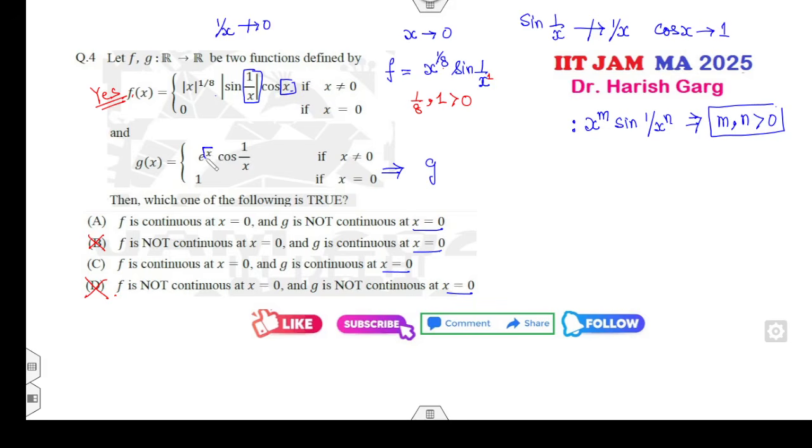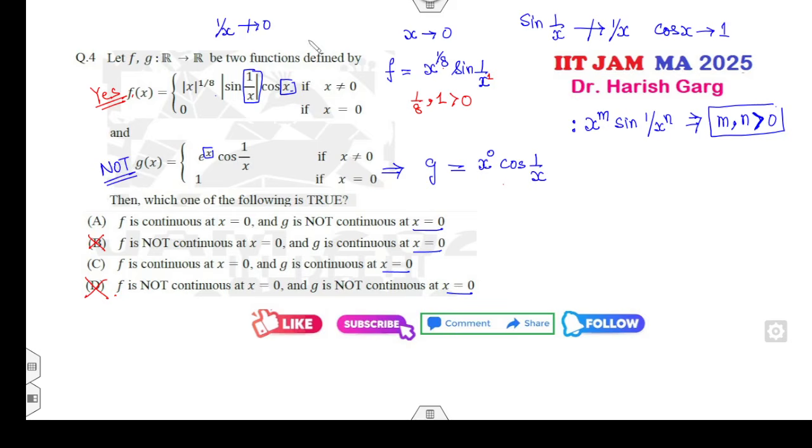Because x approaches 0, I can replace e raised to power x by 1. So 1 into cos 1 over x. Now clearly this function is not continuous. Why? I can write x raised to power 0, but we need the power strictly greater than 0. That function is not continuous.